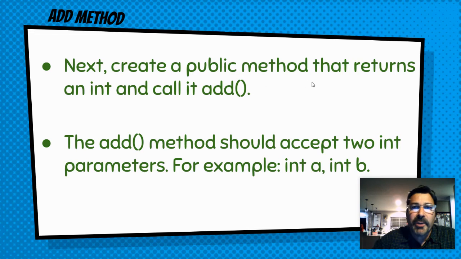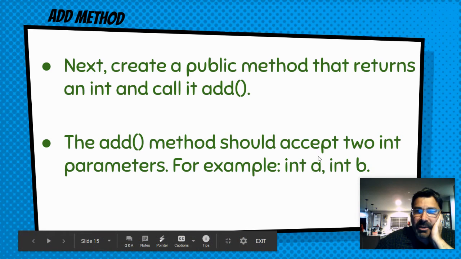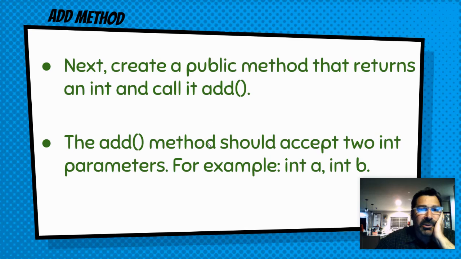All right, so now we're going to create a public method that returns an int and call it add. The add method should accept two int parameters, for example, int a and int b. Okay, so we're going to add and subtract. So when you put in your two numbers, a and b, it's going to add those up. Okay, so see if you can do that. Hit pause on this video. You do it before I show you the solution.